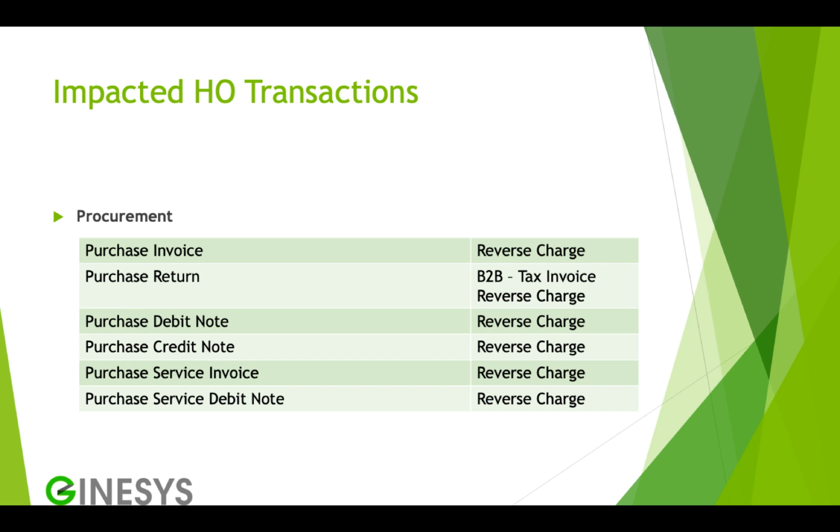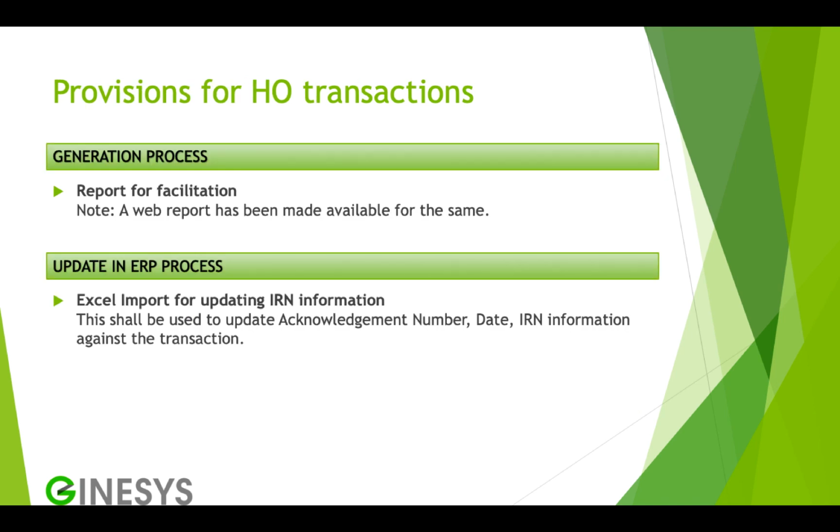In all of them, reverse charge is applicable. So for reverse charge transactions, you need to generate the e-invoice. However, in case of purchase return, if you are treating it as a tax invoice, you'll have to generate it for that as well. So what provisions will we be adding for generating e-invoice via HO?